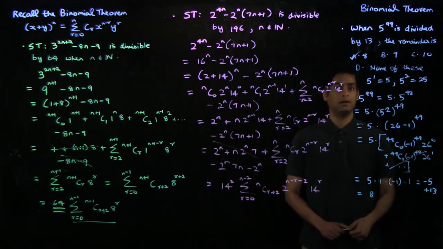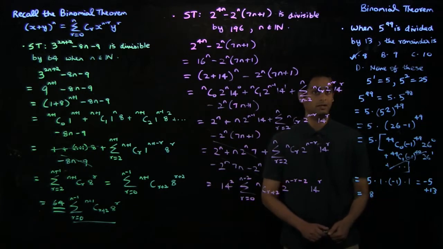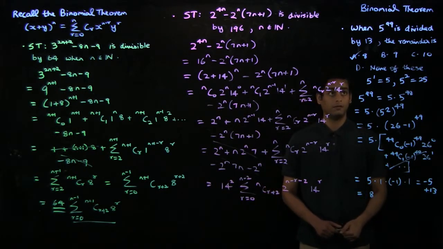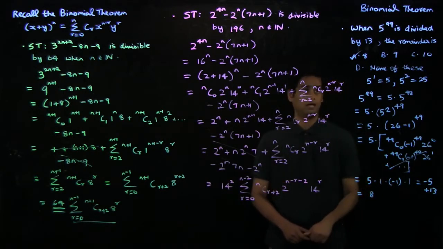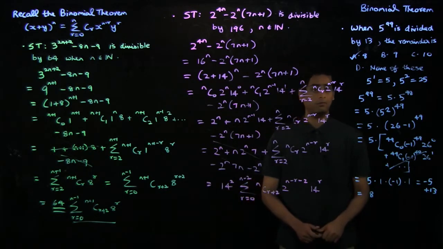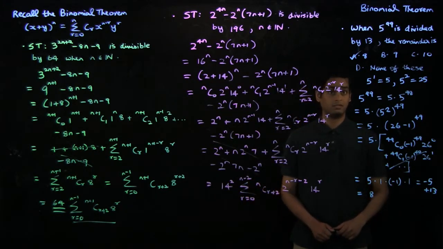So this is a sample of a problem which could appear in an exam type situation where you're asked to derive a result based on the divisibility of a term by a natural number using the binomial theorem. So that's it for this lecture.